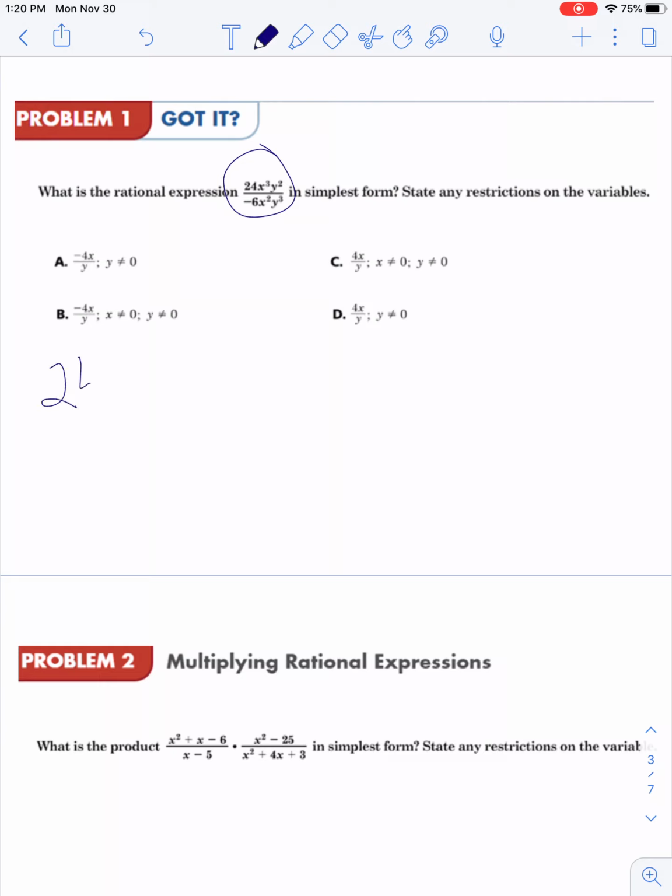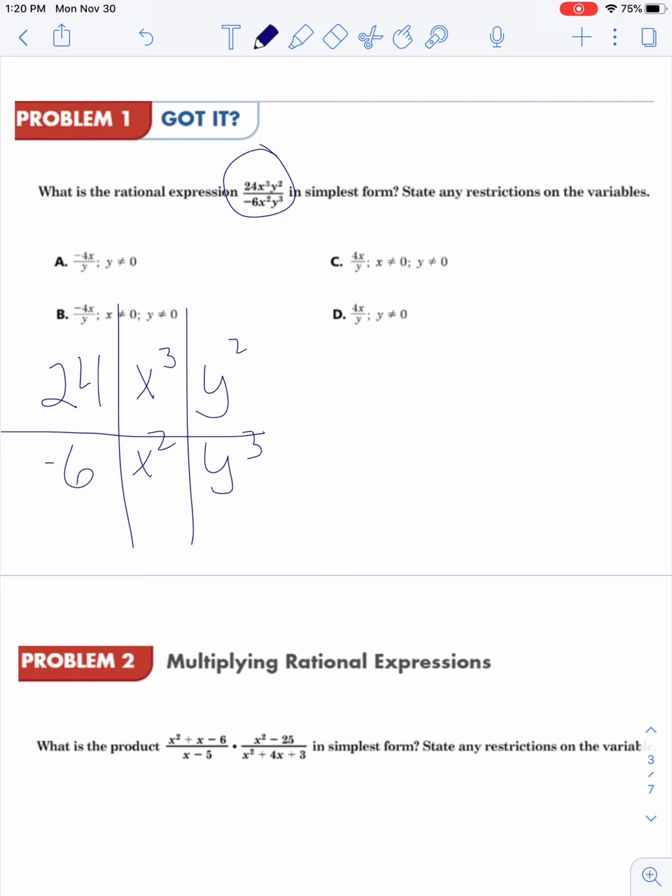Write it out, 24x to the third. Notice I spaced it. Y squared, gave it a little bit of room. And then I'm going to do the same thing with the bottom, negative 6x squared y cubed. I'm going to draw vertical lines there, kind of help my eyeballs. And I'm going to try to simplify this first one.